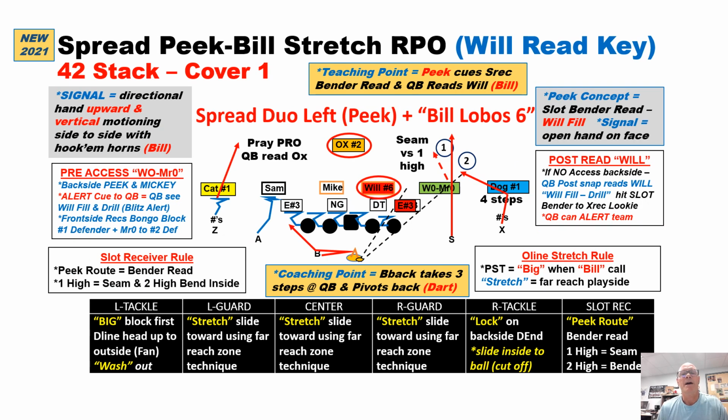We can use our backdoor series where we just add the peek signal. So now we're going to run stretch with a dart action with the Bill cue, and now the S will just run his peek route on the backside.